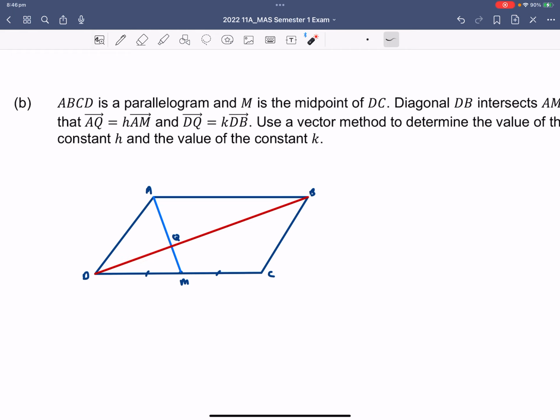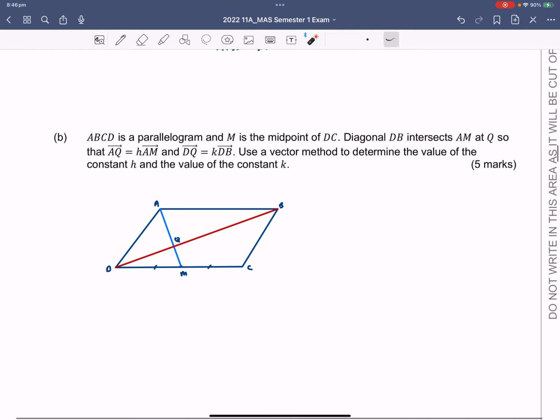Okay, I hope everyone remembers that H and K are both less than 1. They're between 0 and 1, because AQ is a fraction of AM, and DQ is a fraction of DB. So they're both less than 1. Use a vector method to determine the value of the constant H and the value of the constant K. All right, an extremely vanilla question.